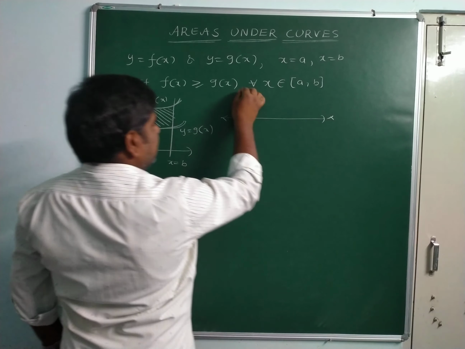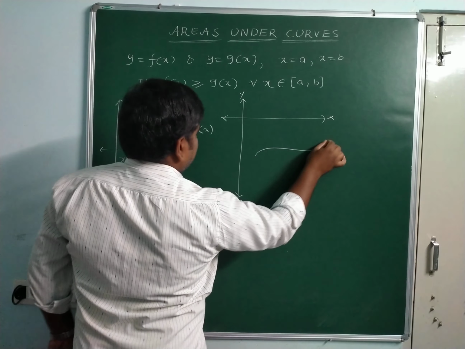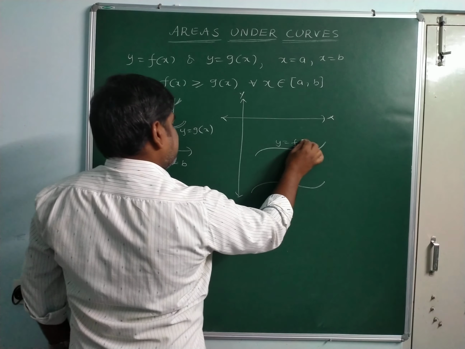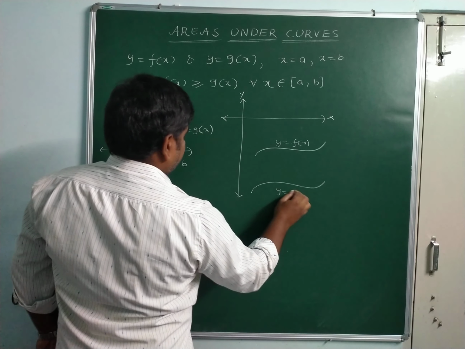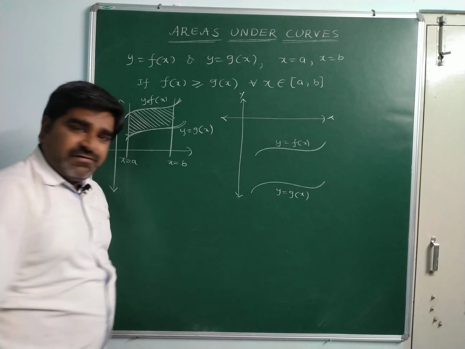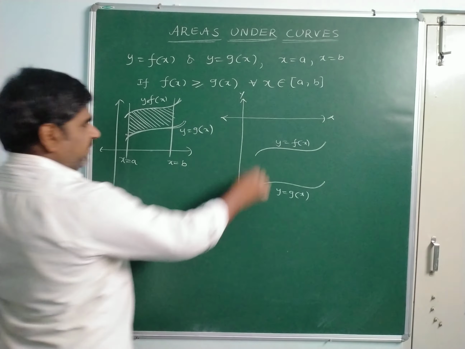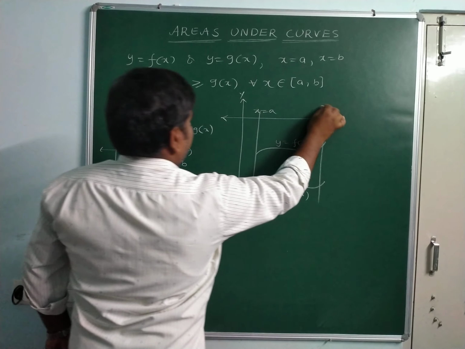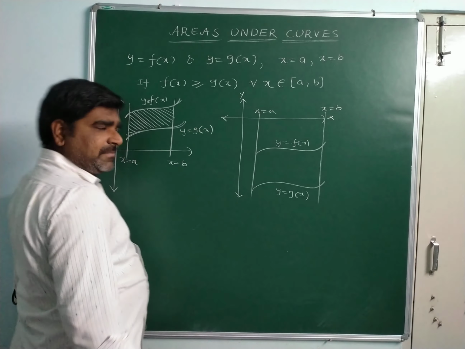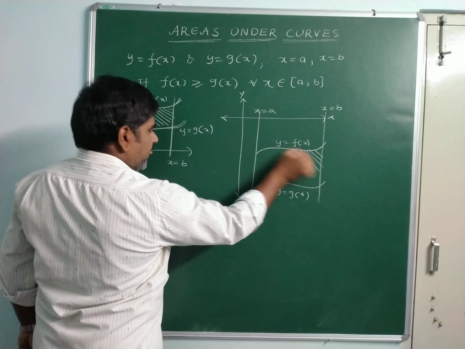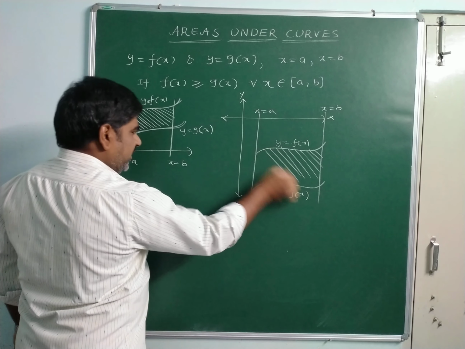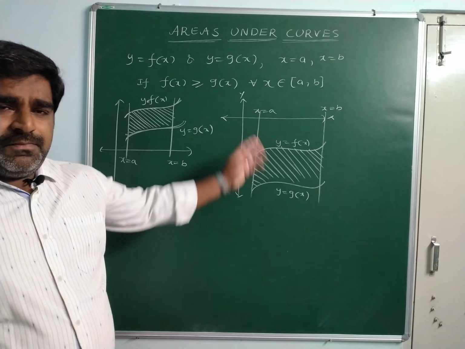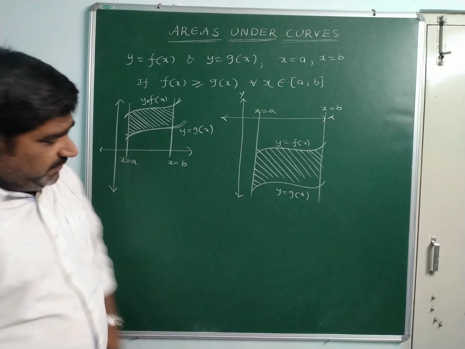Suppose, for example, the two curves are like this. This is the x-axis and this is the y-axis. Now this is the curve. Again, which is the upper curve? y equals f of x is the upper curve and y equals g of x is the lower curve. And this is the line x equals a and this is the line x equals b, right? So this is the area bounded between the two curves, between the lines x equals a and x equals b.